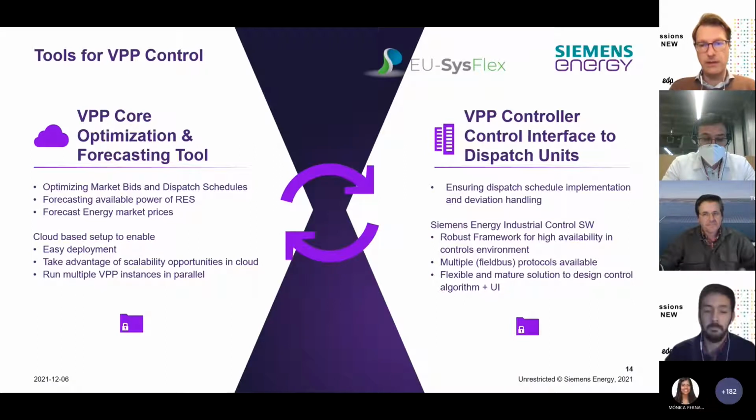So all this data is collected by the controller and then fed back into the core and considered in the next optimization run. So really a twofold setup here, with the core running as a cloud service actually, and the controller running on a dedicated server, very close to the automation level of EDP.